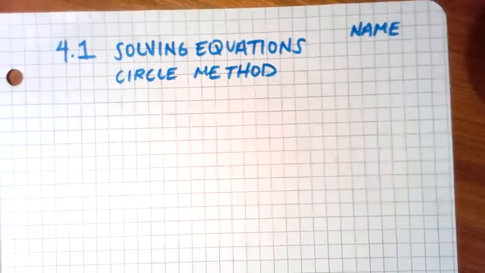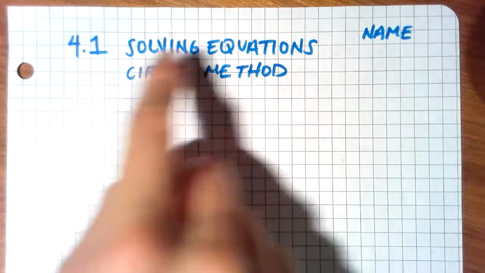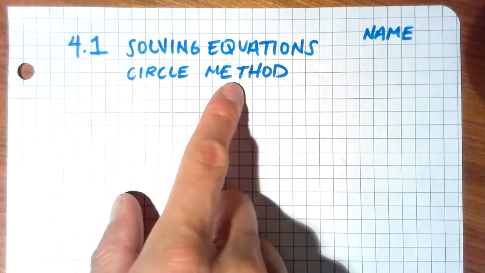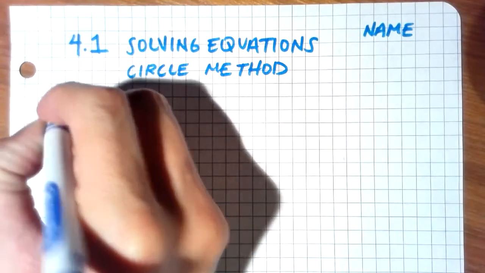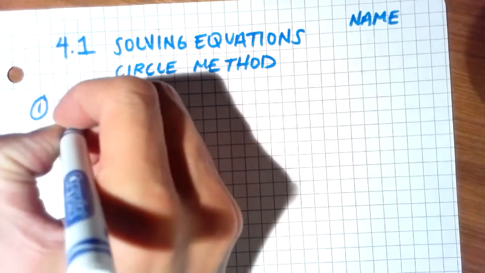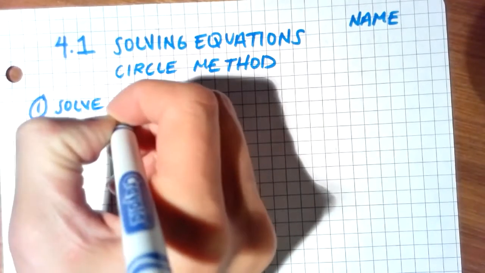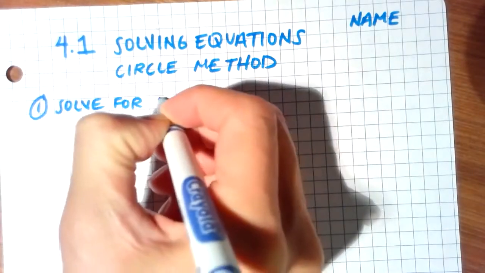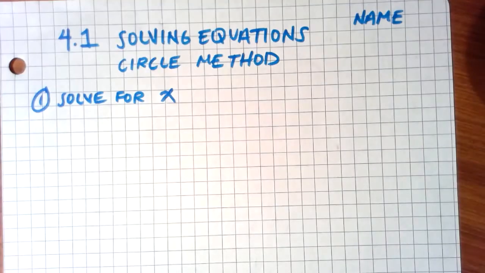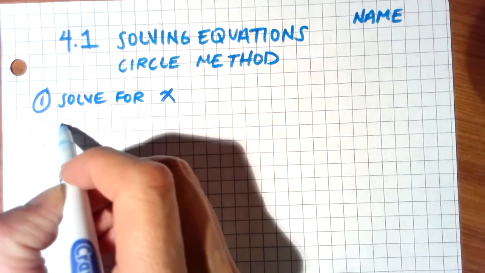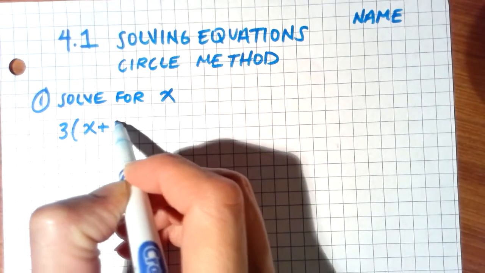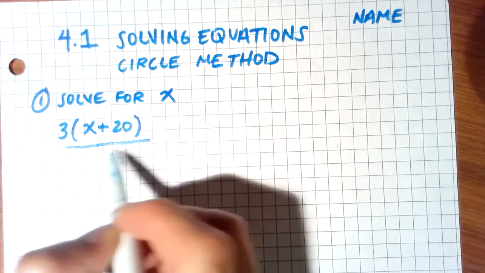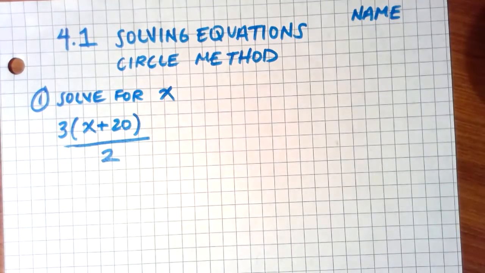Hello, everybody. These are the video notes for 4.1, solving equations using the circle method. In the first example, we're going to solve for x in this equation: 3 times (x plus 20), and then all of that is divided by 2.